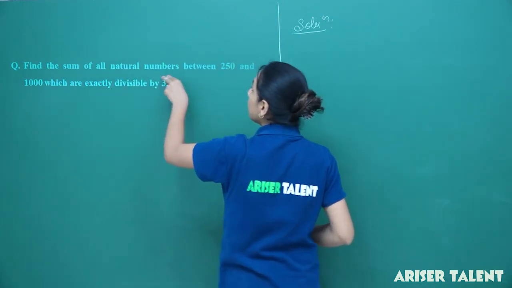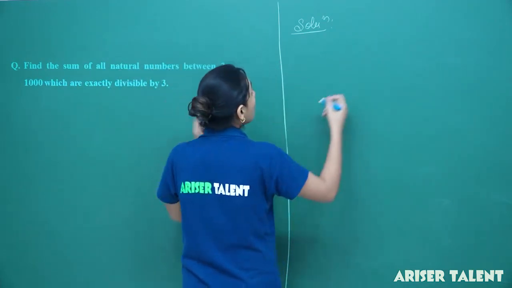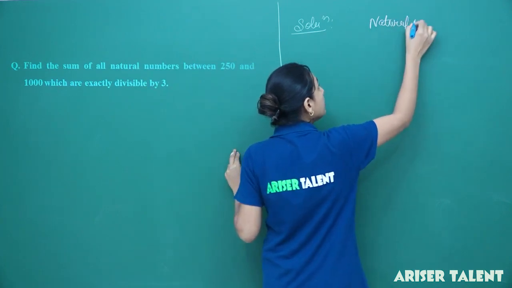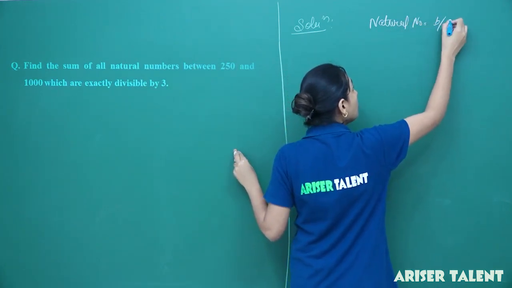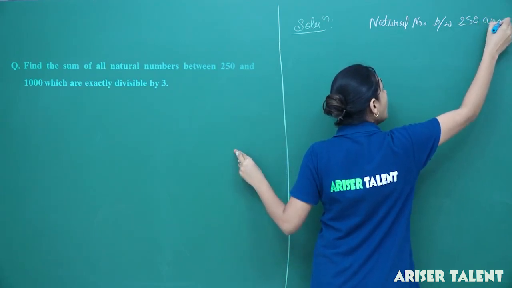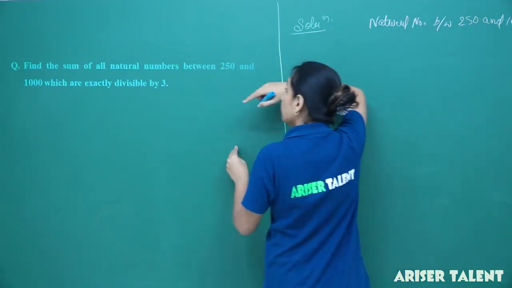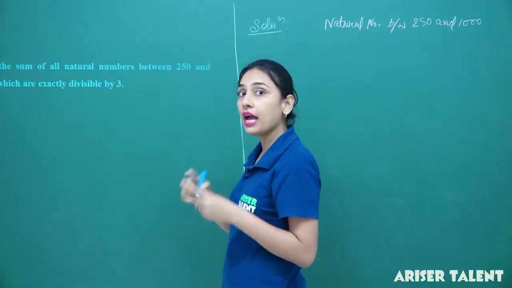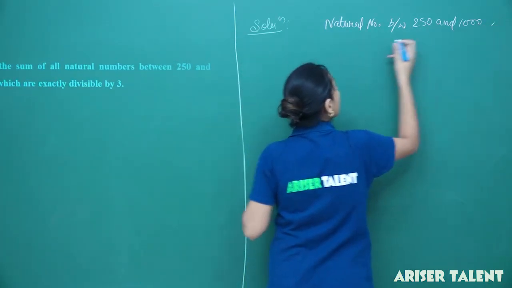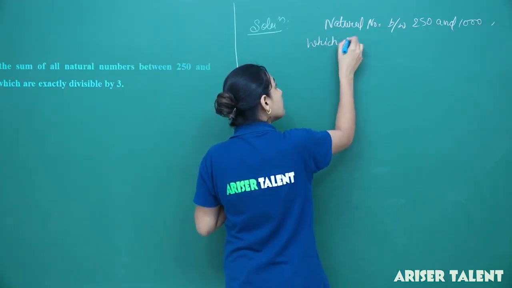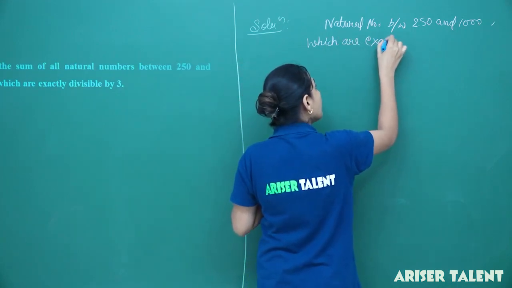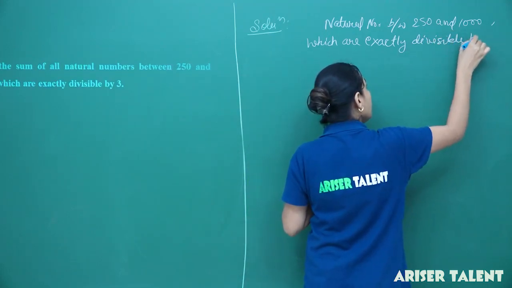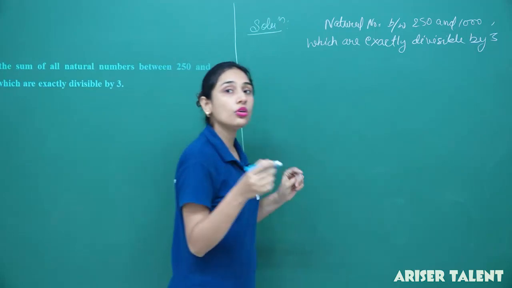What is it saying? Sum of all the natural numbers between 250 and 1000, plus what? Which are exactly divisible by 3. Now, students, you know the rule.